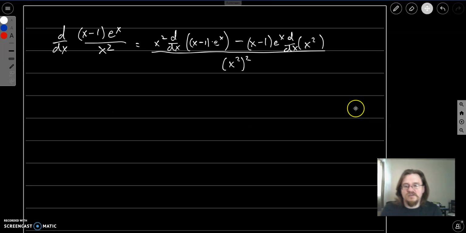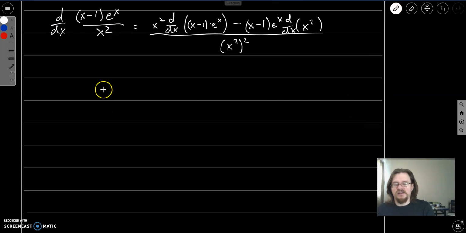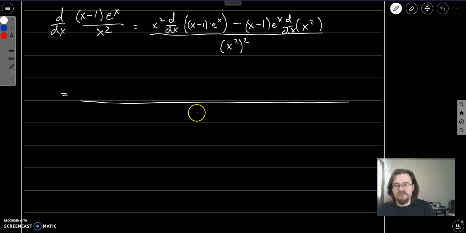And this is where things will get a little bit messy, but nothing that we can't handle. So let's just have the bottom of the fraction. So x squared squared is going to be x to the 4th power, x to the 2 times 2 power. I've got my x squared here, and now I want the derivative of this guy. So I have two things being multiplied together, right? I've got x minus 1 times e to the x. So let's take a derivative.